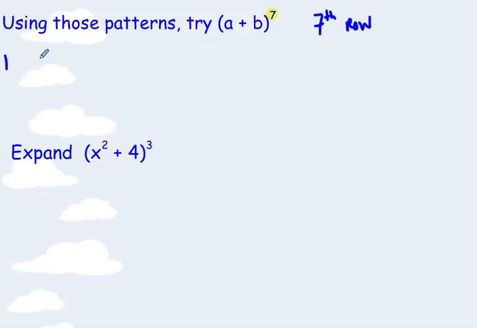So it goes 1, 7, 21, 35, 35, 21, 7, and 1. Okay, and there are going to be plus signs in front of each of them. These are going to be the coefficients for the terms.